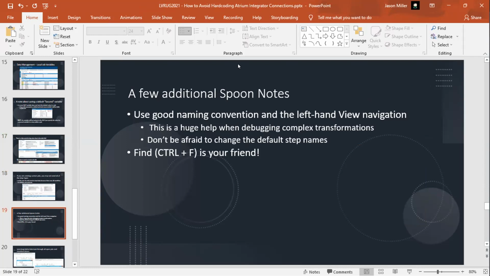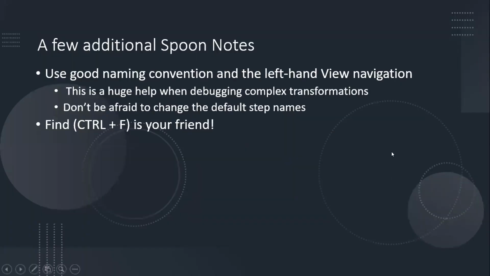One thing that took me a little while to get used to was using a good naming convention on your steps. I think when I first started using Atrium Integrator and Spoon, I just left the names alone. It named it, I don't quite understand why I want to change it. But over time, especially in debugging and watching the flow and trying to find steps, I came up with a naming convention for my steps. And that really helps finding where things are going wrong, and how it flows.